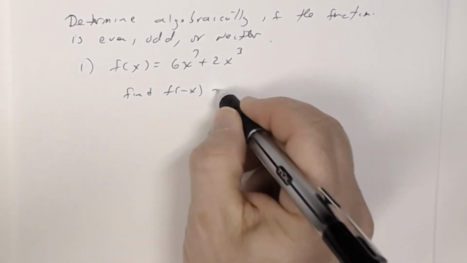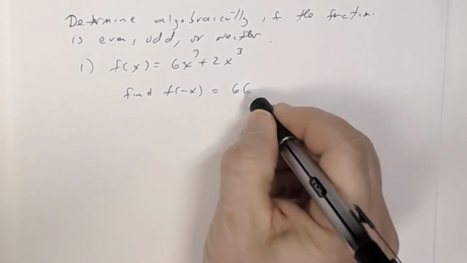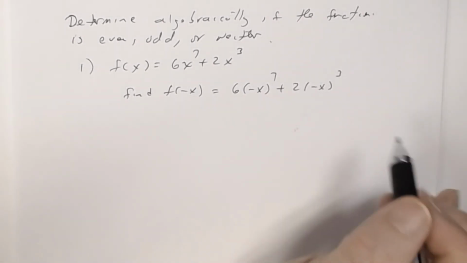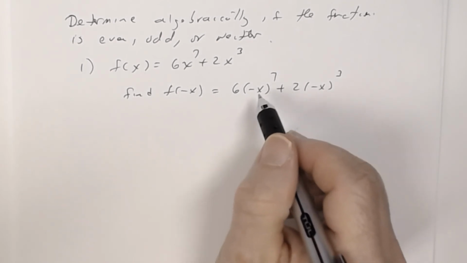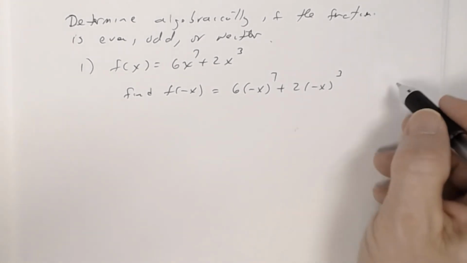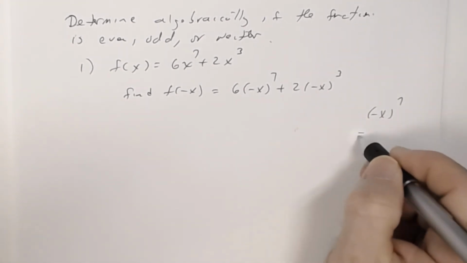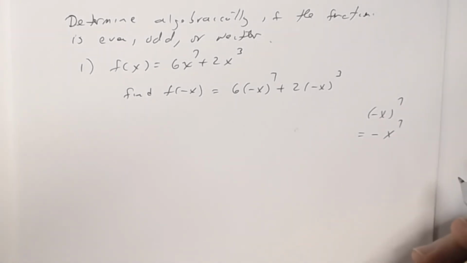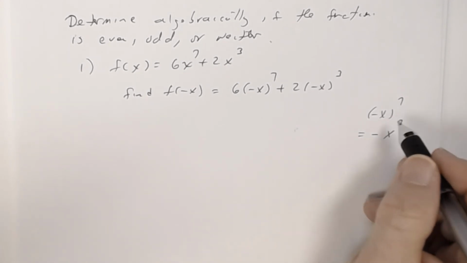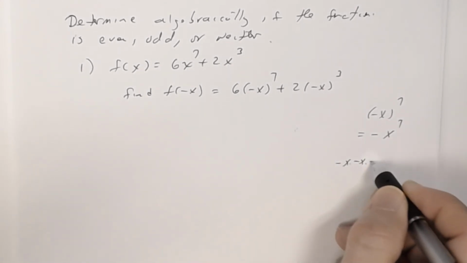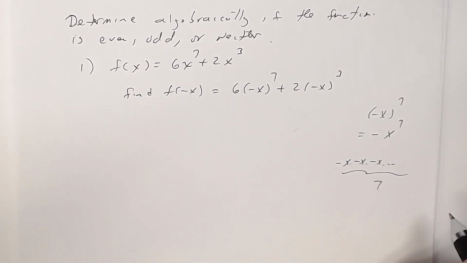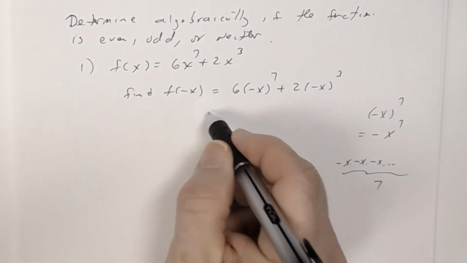All right, so here's what we get. We get 6 times negative x to the 7th plus 2 times negative x cubed. Now remember this. A negative x raised to the 7th power means negative x to the 7th. Those two are the same thing, because negative x to the 7th means negative x times negative x times negative x, a factor of 7 times. So this becomes this.